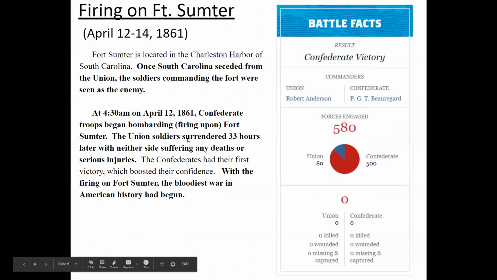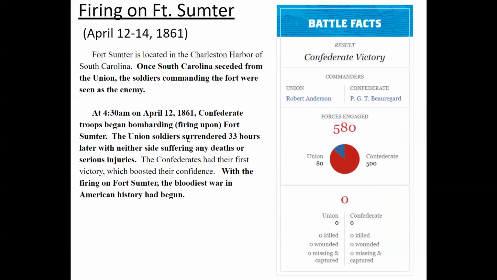Taking it back to the beginning, the firing on Fort Sumter is the first battle that starts the Civil War. Fort Sumter is in South Carolina, the first state to secede. At this time, it was occupied by Union troops.